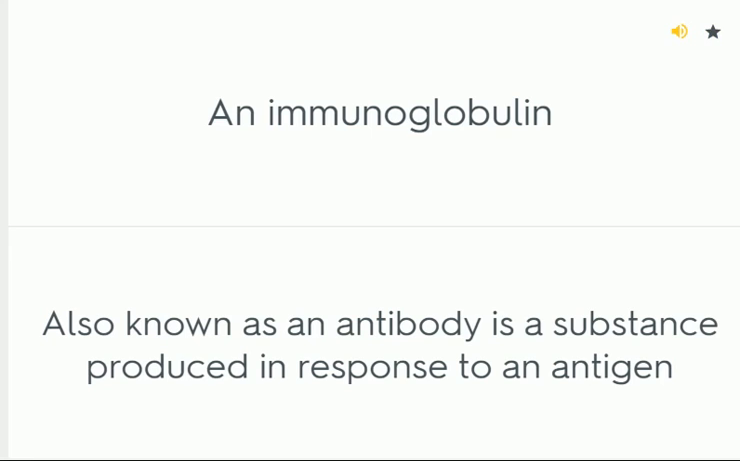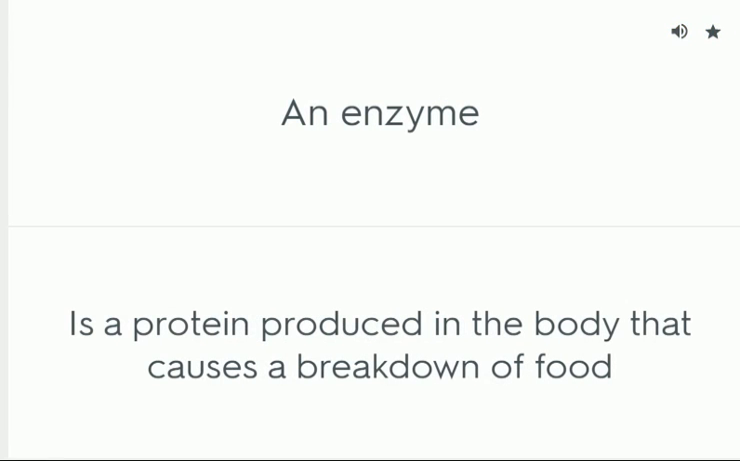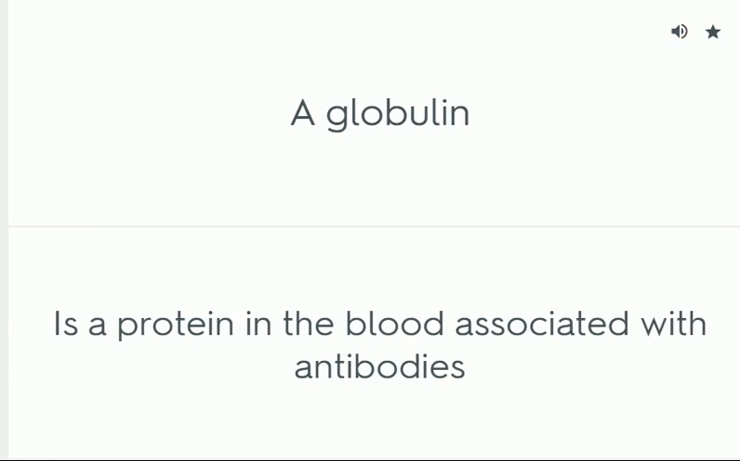Any foreign substance that enters the body and induces an immune response is an antigen. An immunoglobulin, also known as an antibody, is a substance produced in response to an antigen. An enzyme is a protein produced in the body that causes a breakdown of food. A globulin is a protein in the blood associated with antibodies.